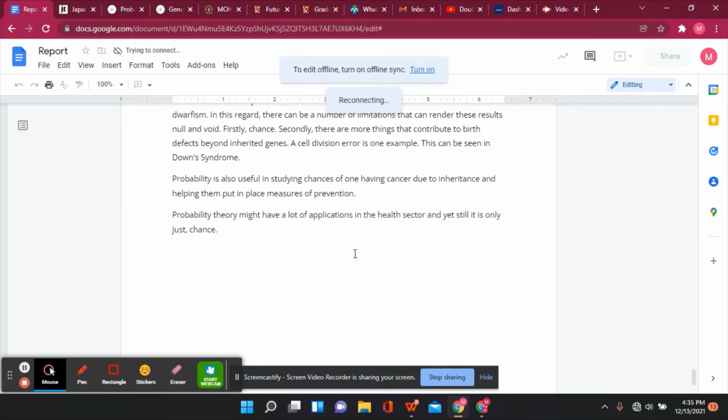So, although probability theory might have a lot of applications in the health sector and other parts of the world, it still is only just chance. It just helps us to have a basic idea of, if we were given maybe 1,000 trials, how many times we would expect one of these events to occur, and how best we can handle such situations. So they're best for modeling maybe a worst case scenario, but they do not always tell us what exactly is going to happen.